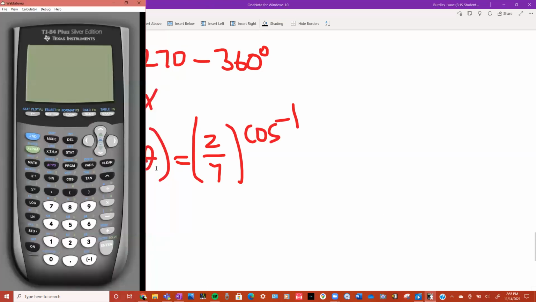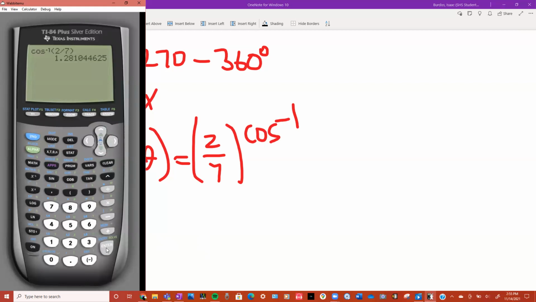So I have my calculator here. We're going to do second cosine. For some reason I have to turn on the calculator, even though this is a fake one. And then we're going to type in 2/7. Remember that we're supposed to find our angle. Okay, what did we get? We got 1.28.